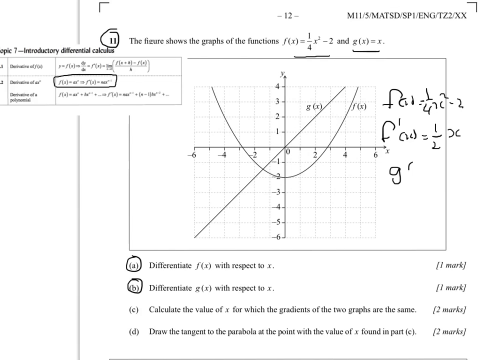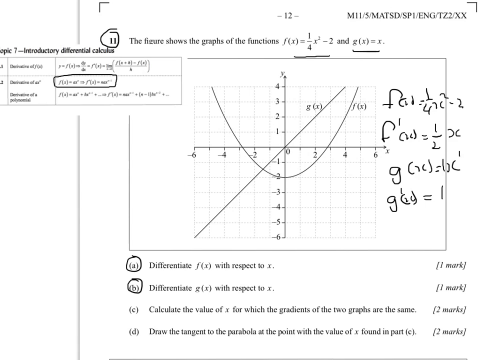And then B, differentiate g of x. Now g of x is equal to x. So g prime of x. Now because this is to the power 1, it's going to be 1, and you can write a 1 in front there, 1x to the 1. So it's going to be 1 times 1, which is 1, and 1 minus 1 is 0, so it's 1.